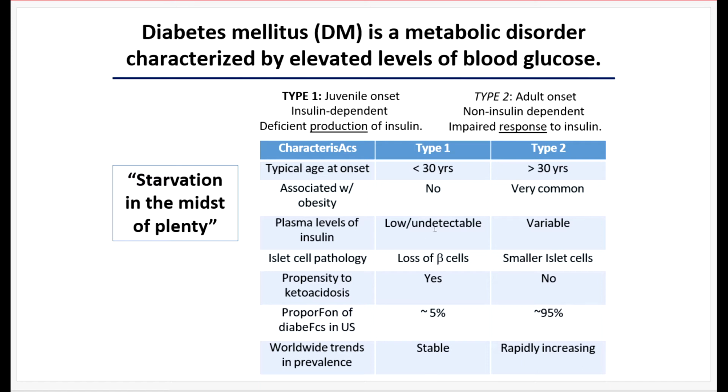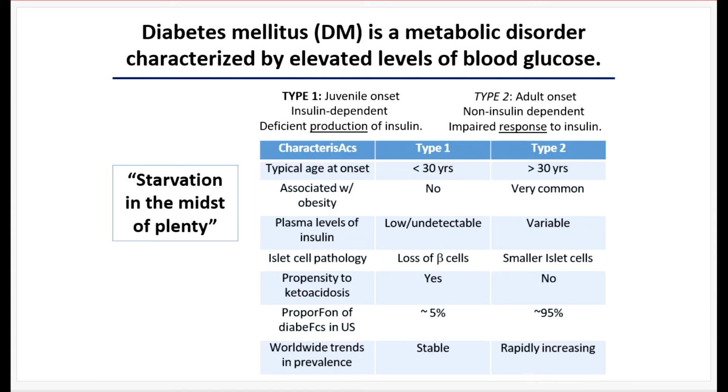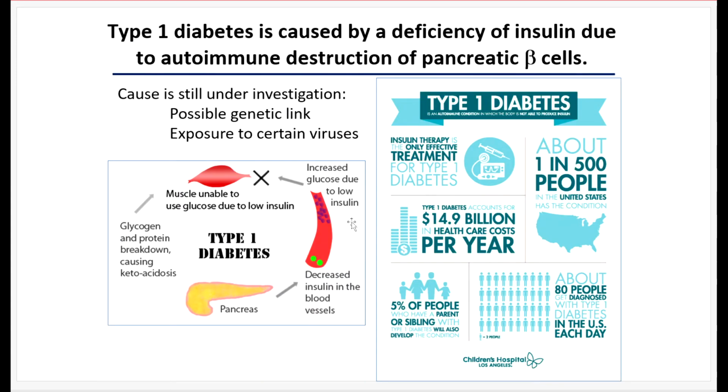There's very low or undetectable amounts of insulin in the blood in a type 1 diabetic because they can't produce it. Type 2, it really depends. Early in the stages of type 2 diabetes, the body is producing very high amounts of insulin, and then eventually your pancreas burns out and stops producing insulin in the late stage. Trends of type 2 diabetes are rapidly increasing because obesity is rapidly increasing in many countries.